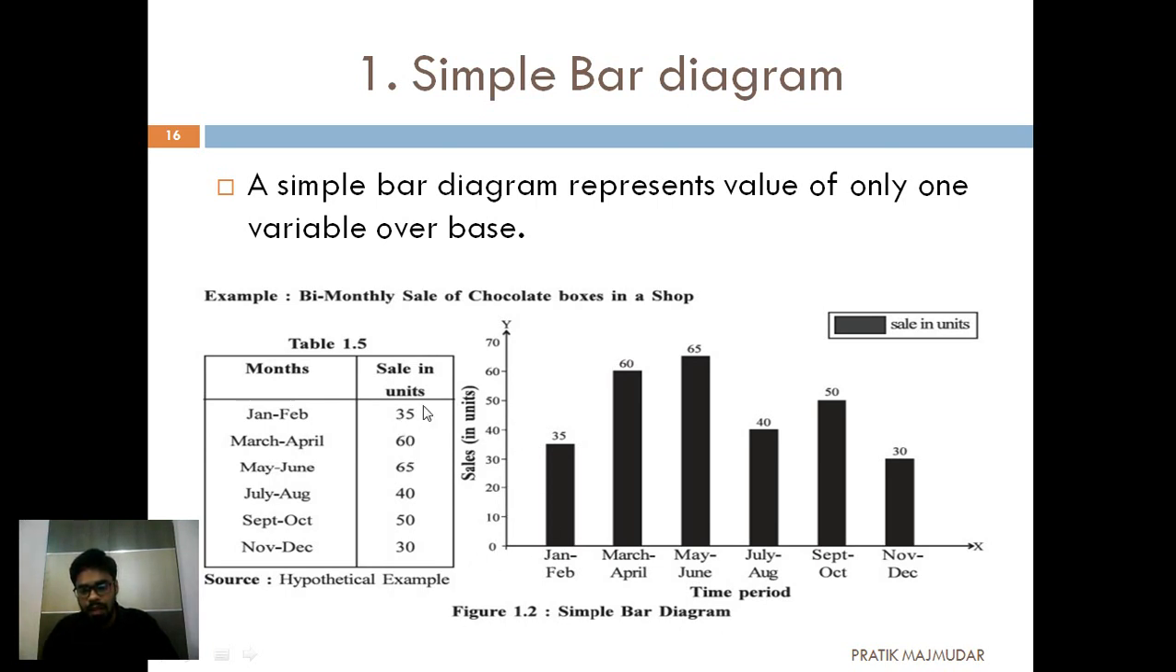Now what do you need to do? You have to see the lowest figure. The lowest figure is 30. And which one is the highest? The highest is 65. Now what are you going to do? You have to make the y-axis start from 0 to 70. You have to calculate that, and afterwards draw the bar diagram. So this is the simple bar diagram where there is only one variable. I hope you have understood.